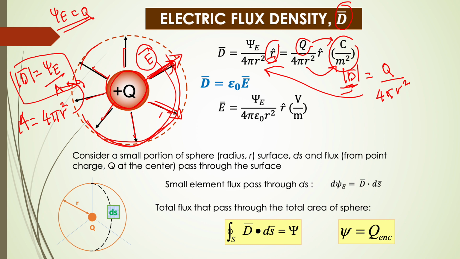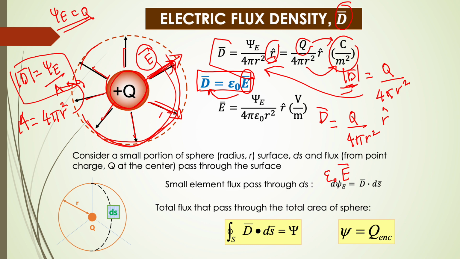Since we already know the value of D, where D is equal to Q over 4 pi r squared in the a_R direction, based on the previous equation, we can always determine the electric field intensity if we know the electric flux density. We know that D is equal to epsilon naught E, so epsilon naught E equals Q over 4 pi r squared in the a_R direction.